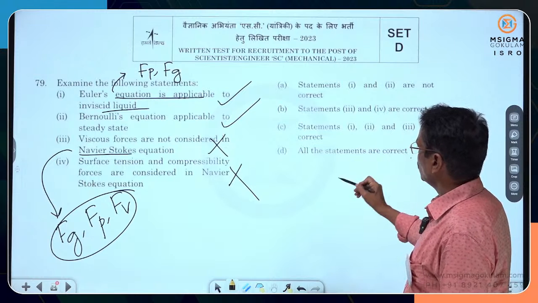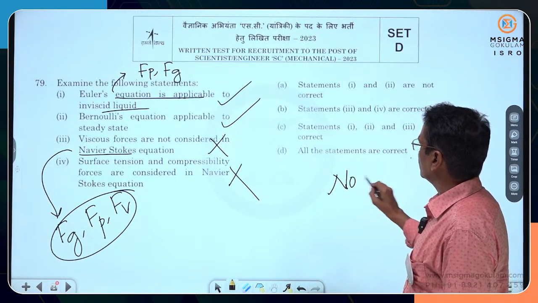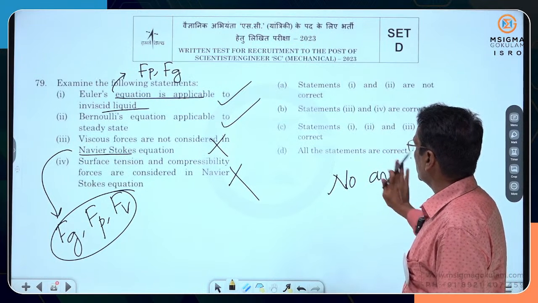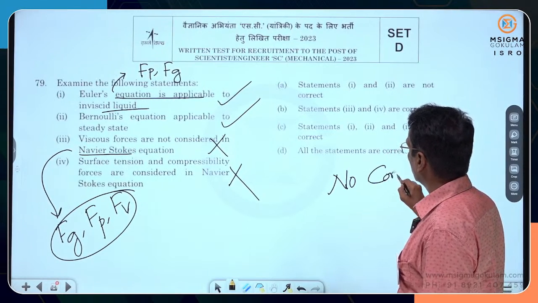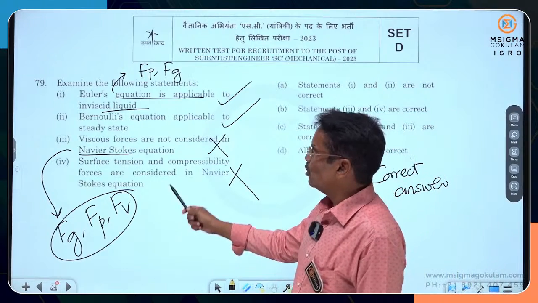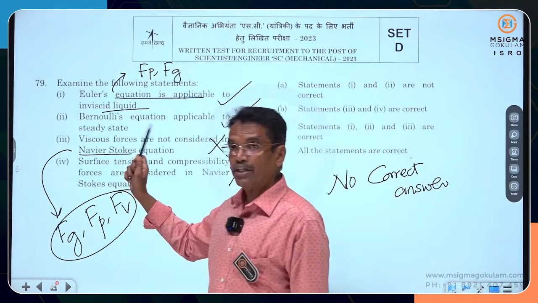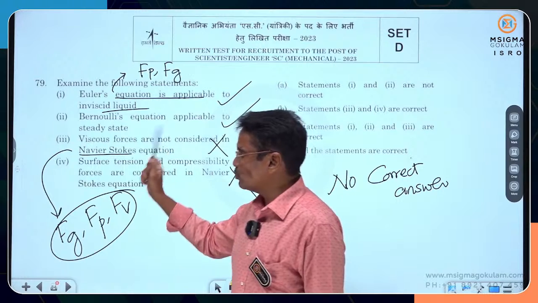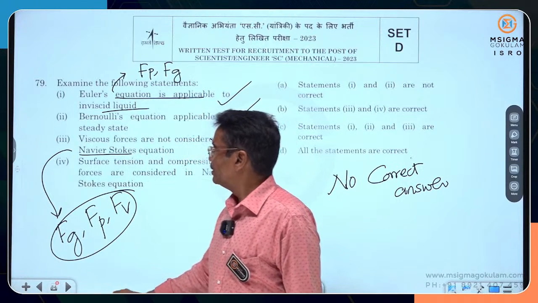1 to 3 are correct, 3 and 4 are wrong. Actually, no correct answer is given here. I can say no correct answer. So this question is contentious. In the entire question paper, this question is contentious.